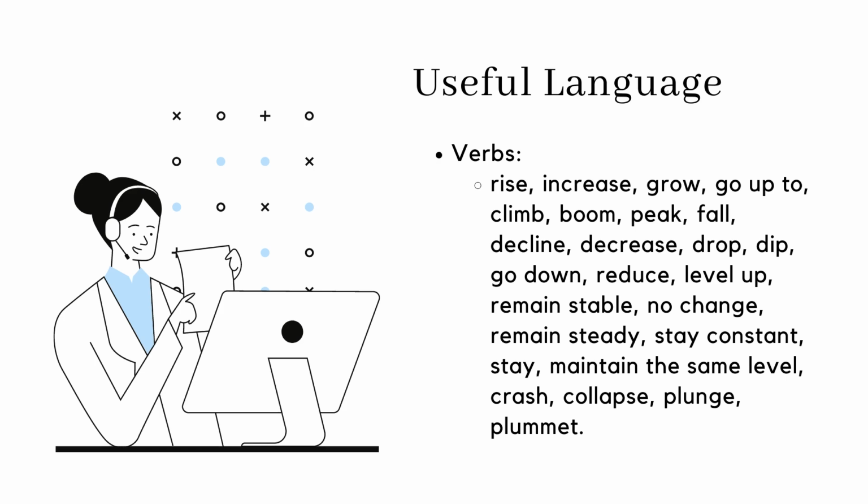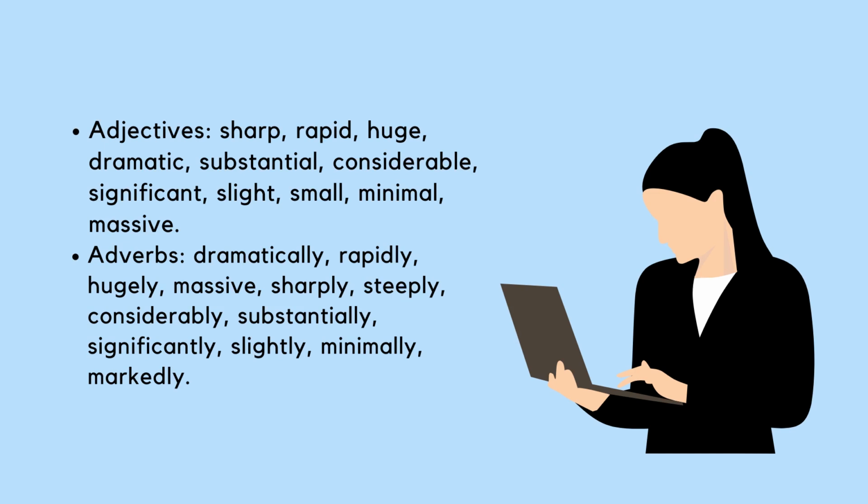Now let us see the useful language for attempting this type of question. You can see verbs, adjectives and adverbs. Now I will show you how to use them. The verbs such as rise, increase, grow, go up to, climb, boom, peak, fall, decline, decrease, drop, dip and so on can be seen by you. And the adjectives such as sharp, rapid, huge, dramatic, substantial, considerable, significant, slight and so on. And finally, the adverbs such as dramatically, rapidly, hugely, massively, sharply, steeply and so on can be seen.